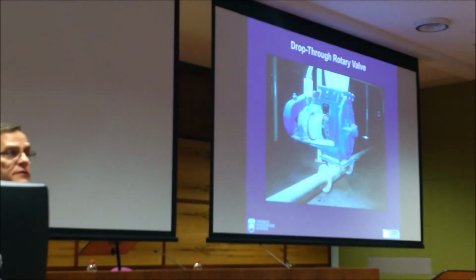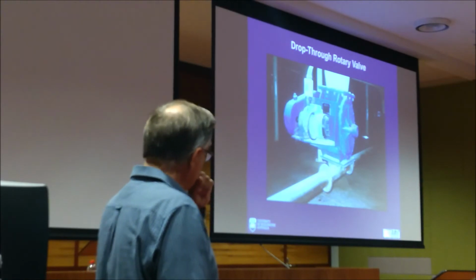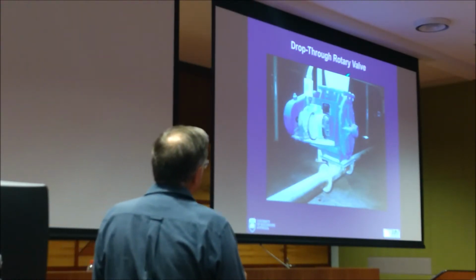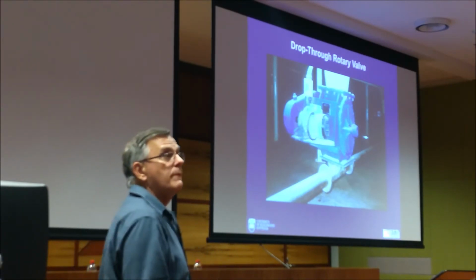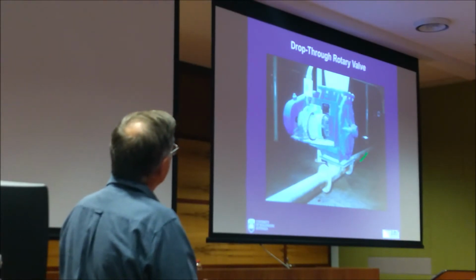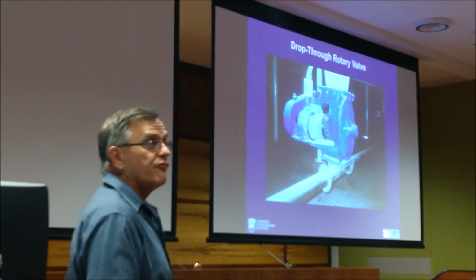So there's an example of a drop-through rotary valve on a system we looked at years ago, for pneumatic conveying of wheat. So there's your hopper, your wheat's in there. The valve is stopped, so there's no product dropping through. If we want to convey some material, we turn the air on, blow the air through there, start the valve, and powder will drop through the valve into the airstream.